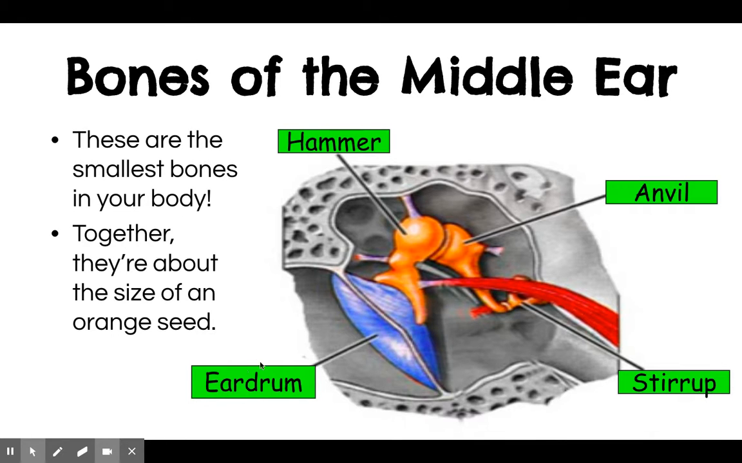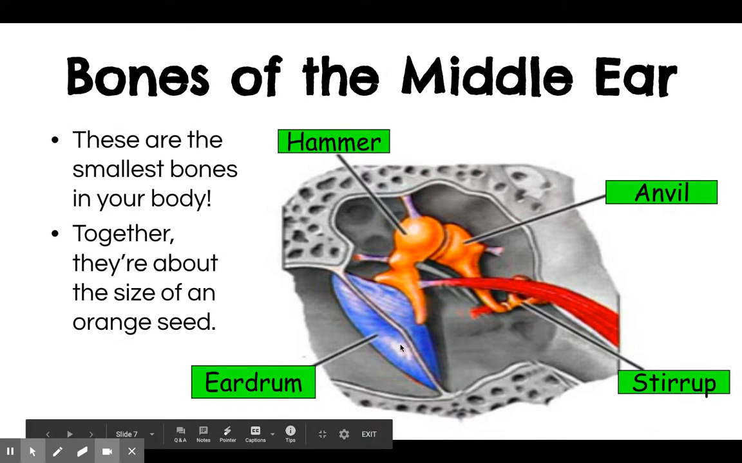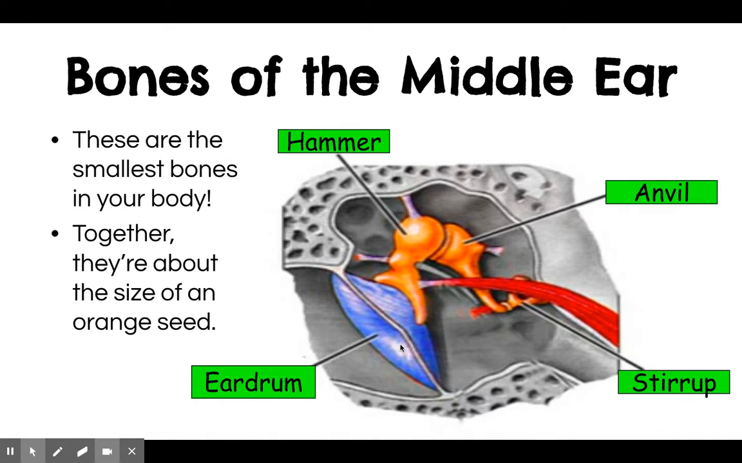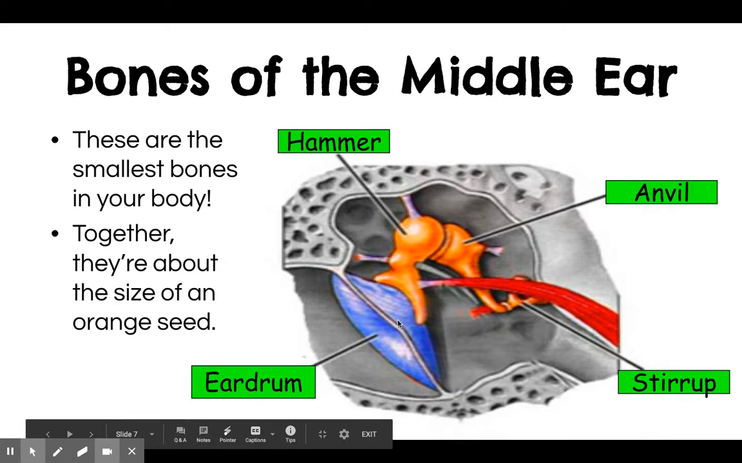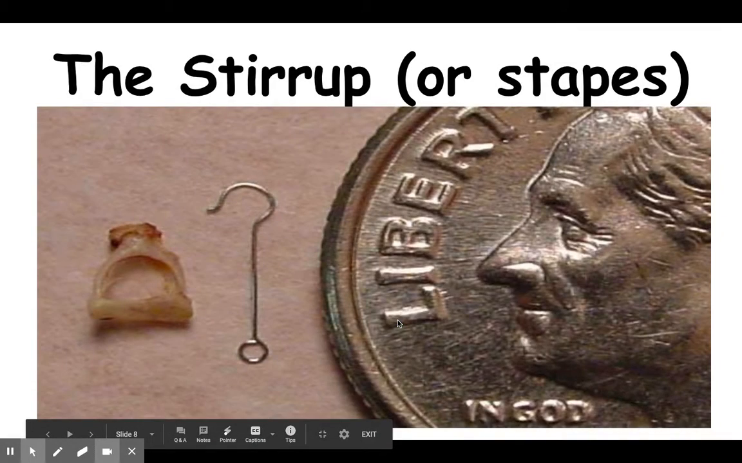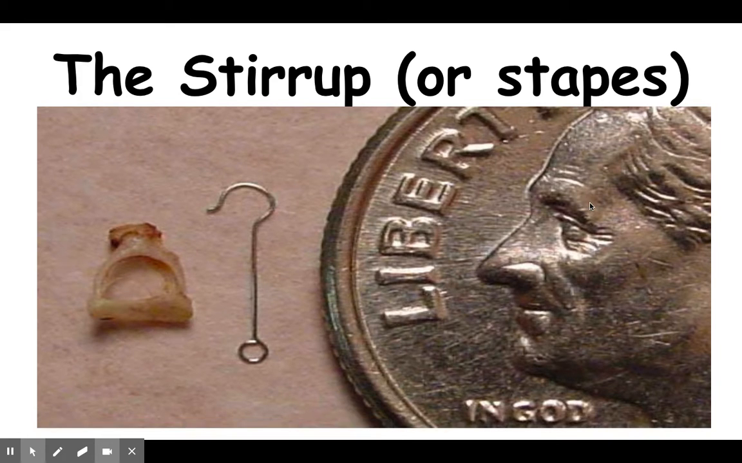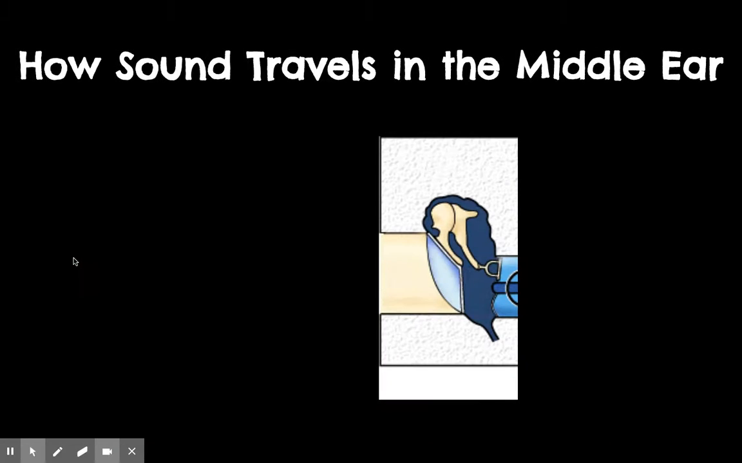And you can think of this eardrum as being like the window in our initial model when we heard the speaker from the truck and it vibrated the air and then the window vibrated. That's what's happening in your ear. See how small the stirrup is? This is a dime, you guys. Look how tiny that is. So here come the sound waves. They hit the membrane. They make the bones vibrate.